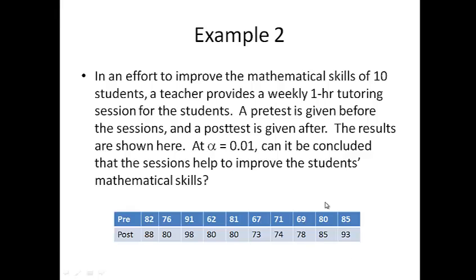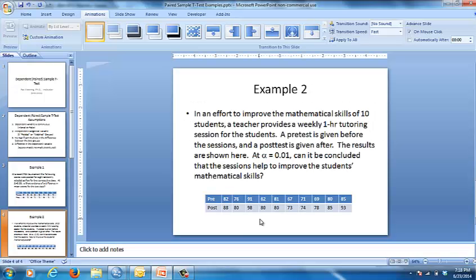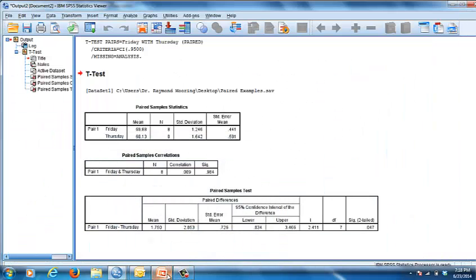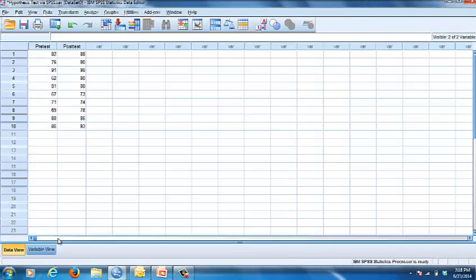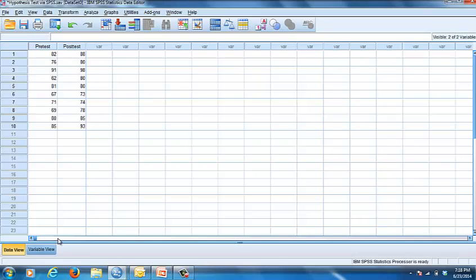So here's your data on 10 students. It's the same students. So how much they did differently, you can compare 88 to 82, 80 to 76, etc. Okay? So let's take these data points and plug them in SPSS and do it. Okay? So I think, if I'm not mistaken, I got them already. Sweet. Okay?